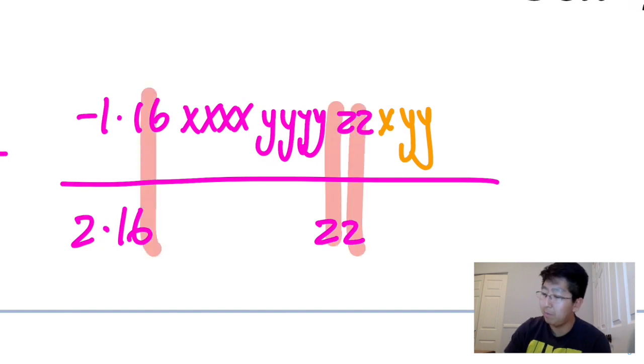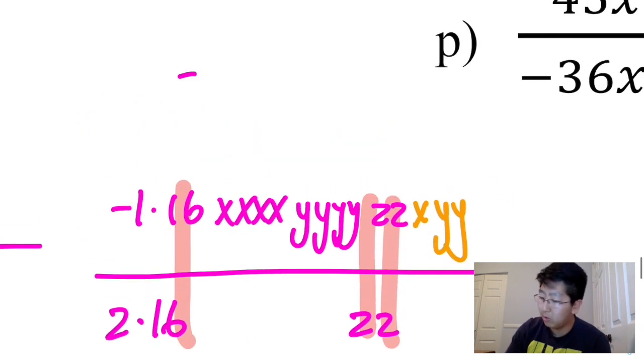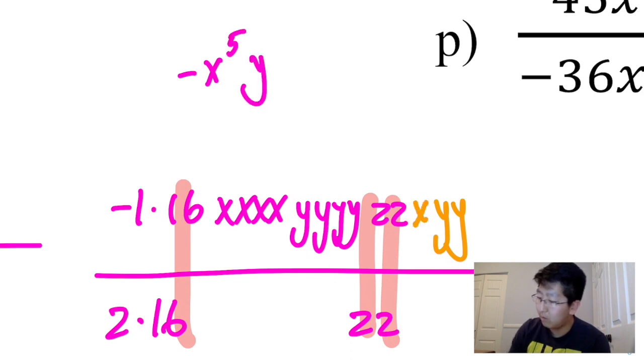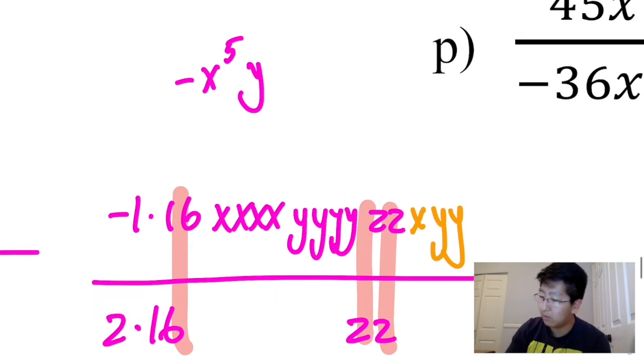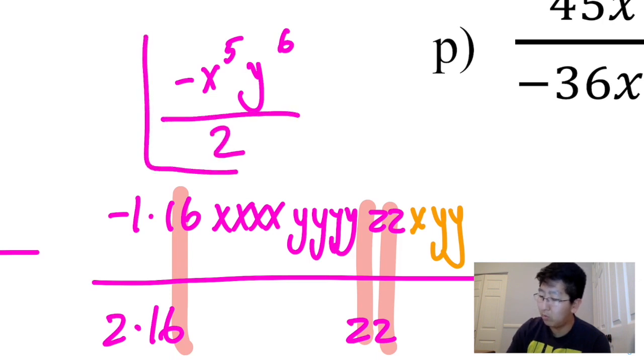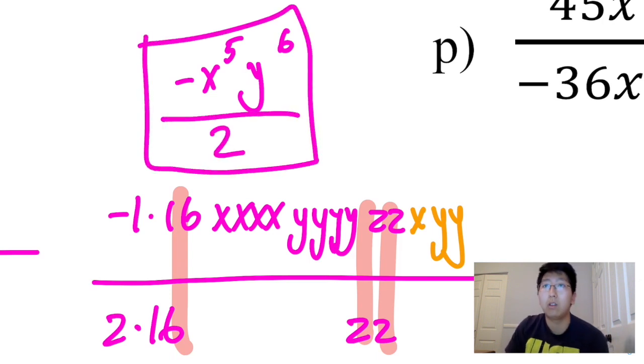Bye-bye, bye-bye. And our final answer is going to be negative x to the 1, 2, 3, 4, 5, and then y to the 1, 2, 3, 4, 5, 6. Y to the 6th. And at the bottom we have 2. That's our final answer.